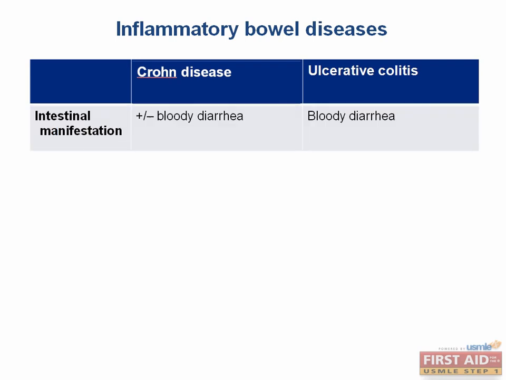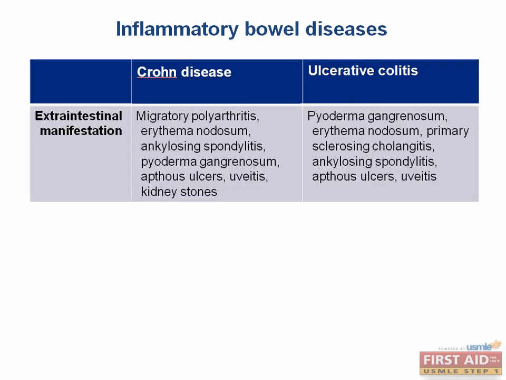Both certainly have diarrhea, and in Crohn's it may or may not be bloody, but in UC it is always bloody. There are also important extraintestinal manifestations to remember. Patients with Crohn's may have migratory polyarthritis, erythema nodosum, ankylosing spondylitis, uveitis, or other immunologic disorders. Patients with UC, on the other hand, can have pyoderma gangrenosum, or primary sclerosing cholangitis, as well as ankylosing spondylitis or uveitis.